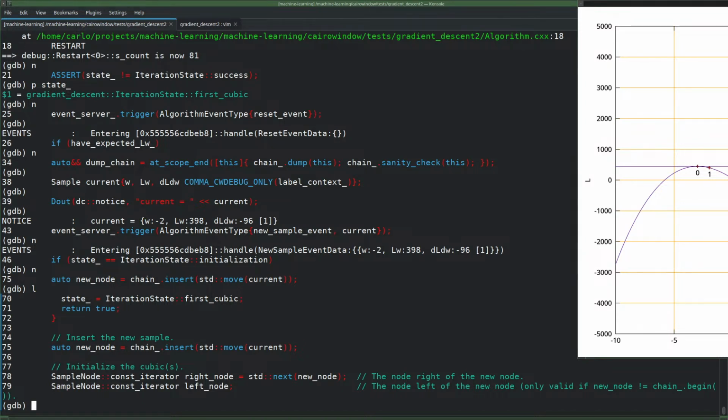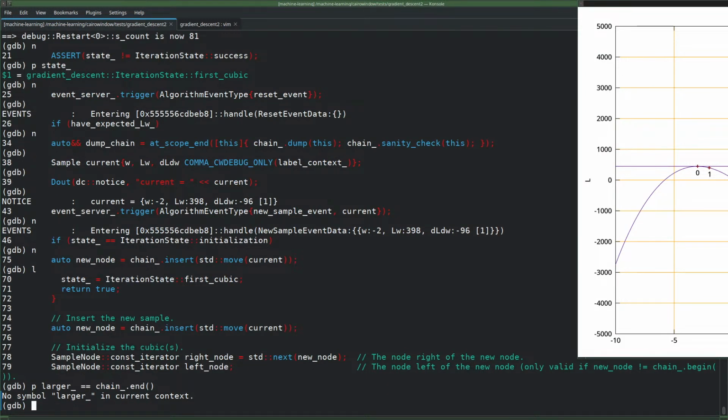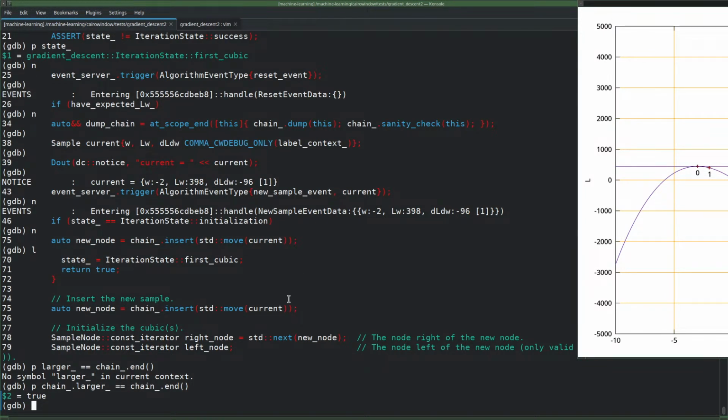Insert a new sample. Should be inserting it before the end, which means that larger should be equal to chain end. Largest. Oh, chain larger actually. Yep.